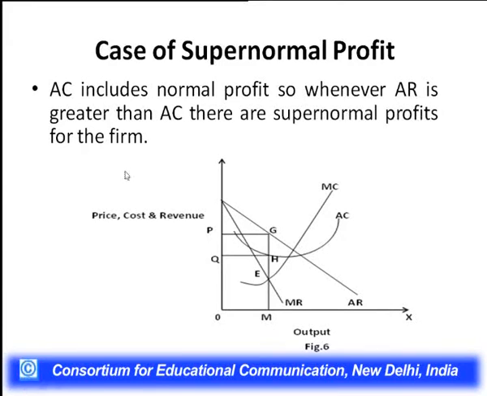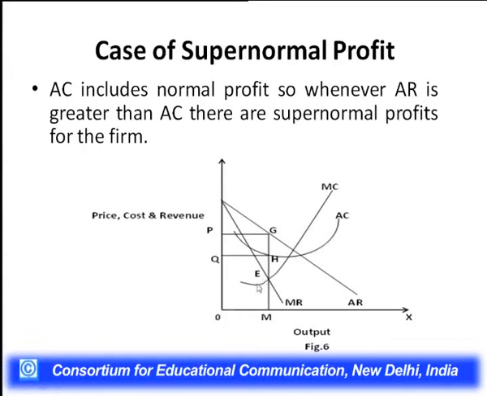The case of supernormal profits is depicted in figure 6. Now average revenue is declining, MR is below it, AC is U shaped, and MC is cutting AC at its minimum point. So equilibrium is where MC is equal to MR and MC is cutting MR from below. This is the point E.